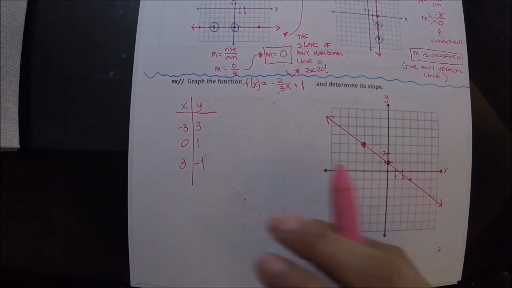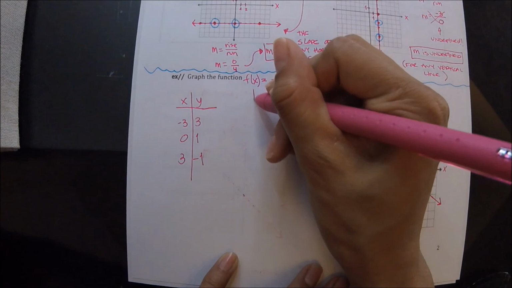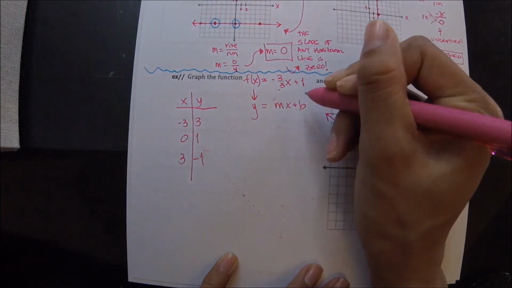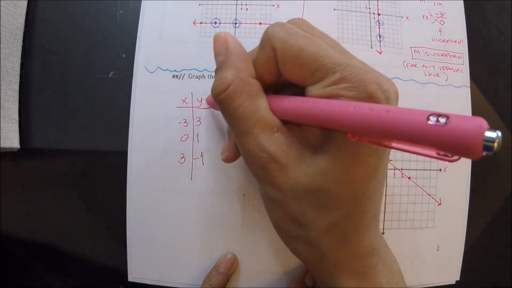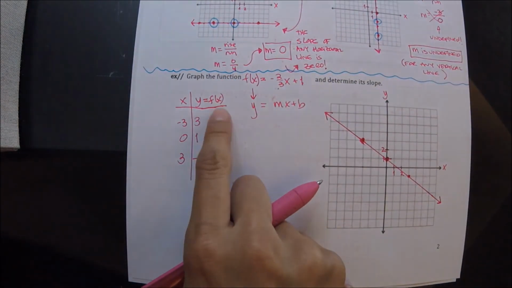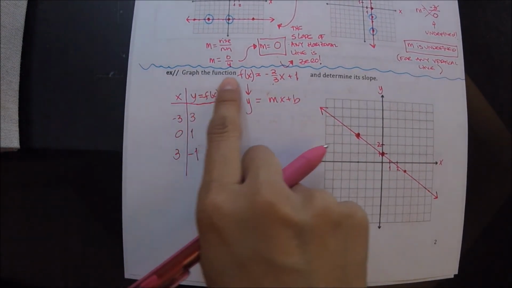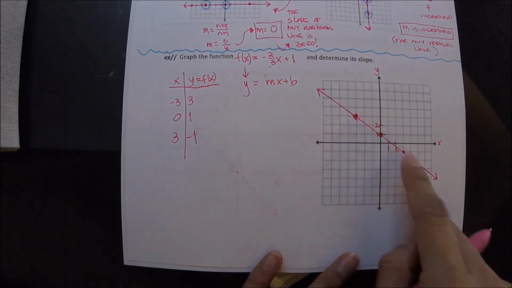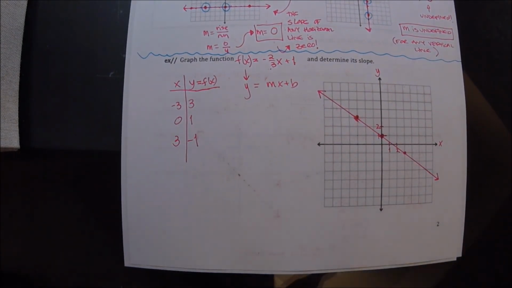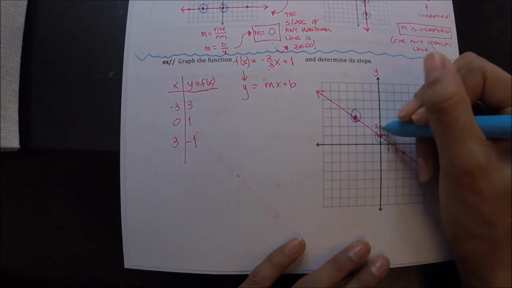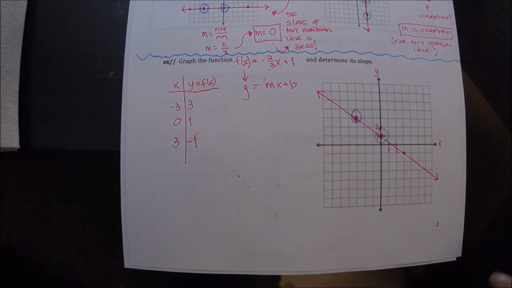And I know that this should be a line because it's in the form y equals mx plus b. Another way to name y again is f of x, so you could rewrite this as f of x as well. So we graphed it, we're done with that part, and then we also need to determine the slope. So I'm just going to do that using the picture. I'm going to choose 2 points. So I'll choose this point here and this point here.